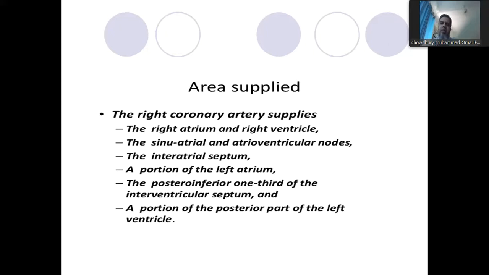The areas supplied by the right coronary artery are the right atrium and right ventricle, the sinoatrial and atrioventricular nodes, the interatrial septum, a portion of the left atrium, the posterior inferior one-third of the interventricular septum, and a portion of the posterior part of the left ventricle.